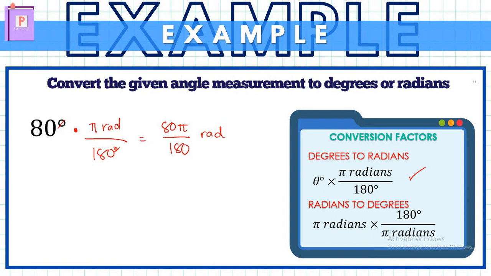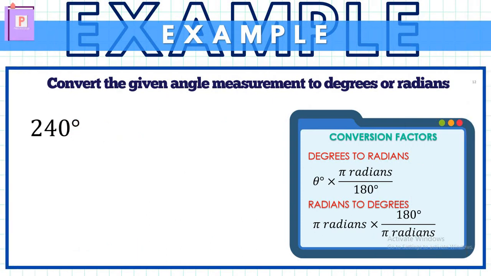So try to write there 80 times pi divided by 180. The result will be 4 over 9 pi radians, or you can also write it as 4 pi over 9 radians. Therefore, we can say that 80 degrees is also equivalent to 4 pi over 9 radians. Moving on to another example, let's have 240 degrees.